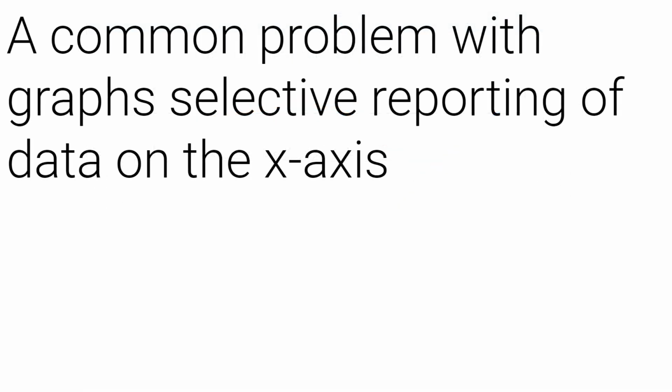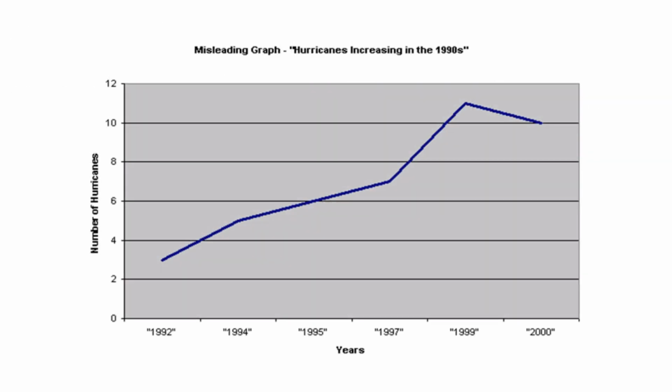The fourth most common problem that can occur with graphs is the manipulation of the x-axis. This is often done by selectively reporting data and excluding others. This graph shows that there is a linear trend in the number of hurricanes that have occurred between 1992 to 2000. On closer examination of the x-axis, you can see that the years aren't listed in logical intervals. For example, there is a gap of 2 years between 1992 and 1994, but a gap of 1 year between 1994 and 1995.